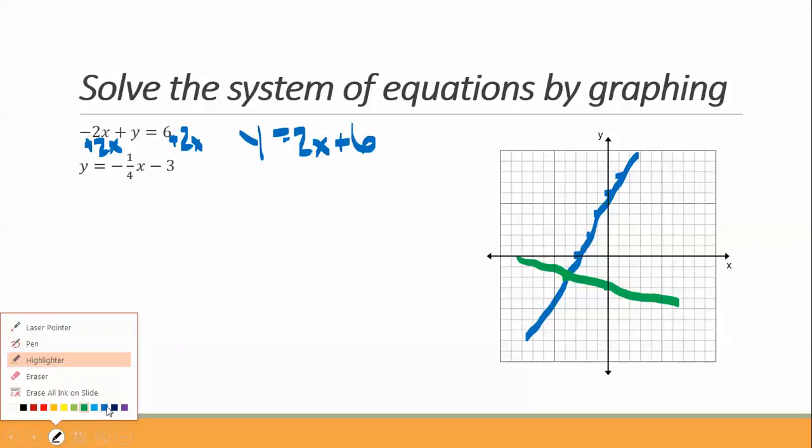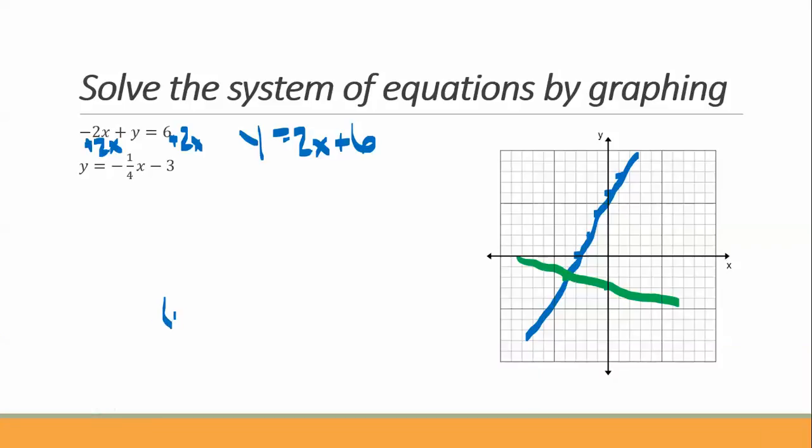So our solution is going to be at -4, -2. We plug these points back in. You can plug them into both to determine if your answer is correct. When you graph, you really should do that. So we'll do that quick. -2 times -4 minus 2. So that's 8 minus 2, which is 6. So that one checked out.